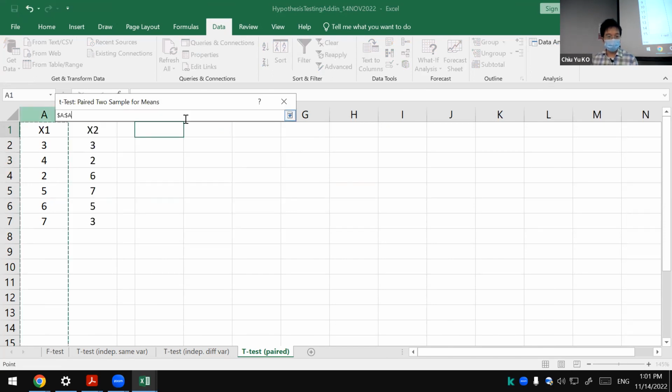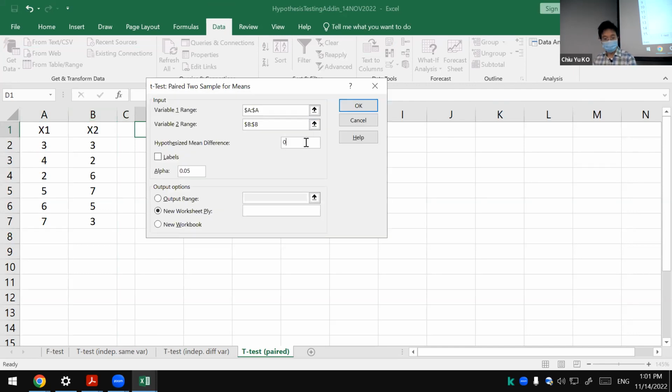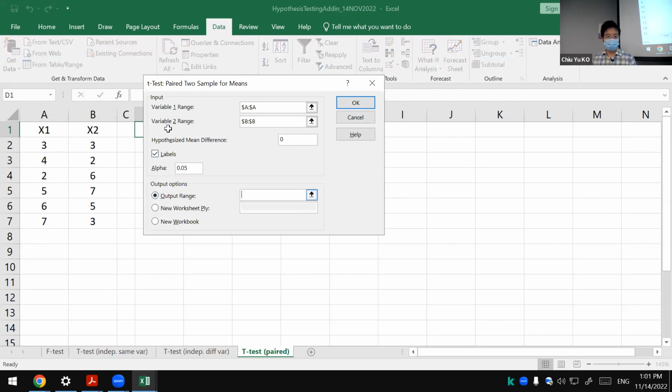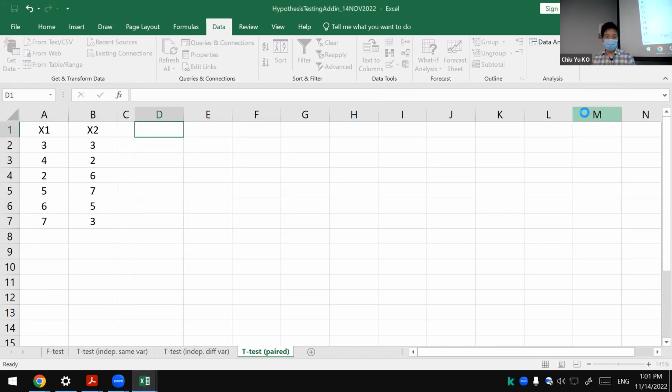And then you put column A and then column B, right? And then the hypothesized difference is 0. You have labels, you tell them the output is D2, D1, okay? Then once you're done, you click OK. Just the same procedure, there's nothing new here. And again, it will be hanging, it's not going to work. I have to close it again and then open.